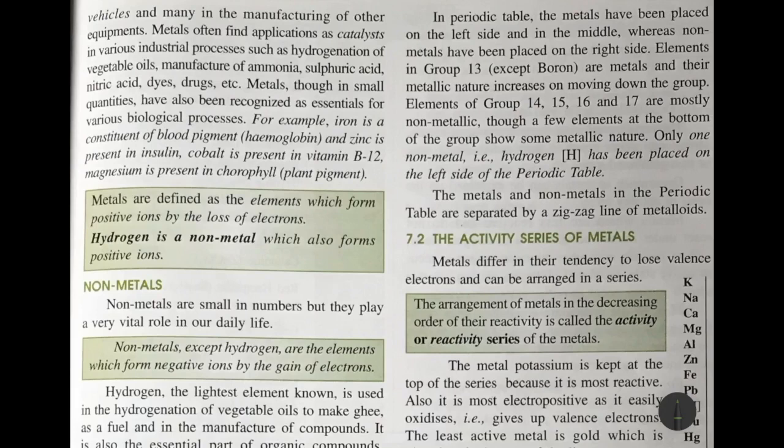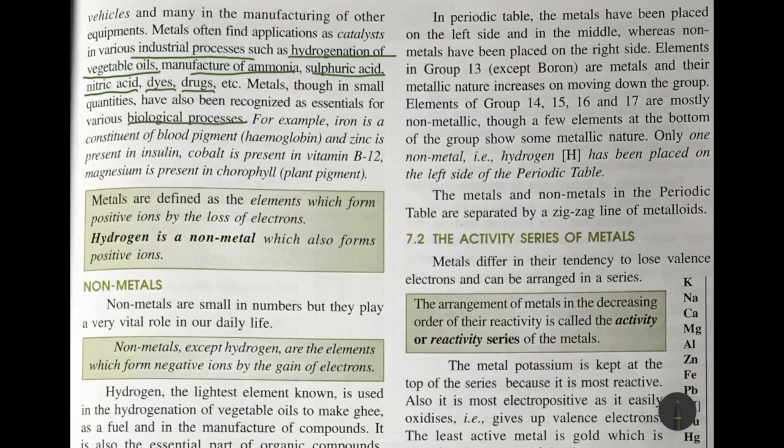You also have been learning about catalysts, and many metals are used as catalysts, not only in the laboratory, but also in various industrial processes like hydrogenation of vegetable oils, manufacture of ammonia, and sulfuric acid. When we talk about manufacture, we're talking about the large scale. Also nitric acid, dyes, drugs, and many other such things. Metals in very small quantities are also important for different biological processes.